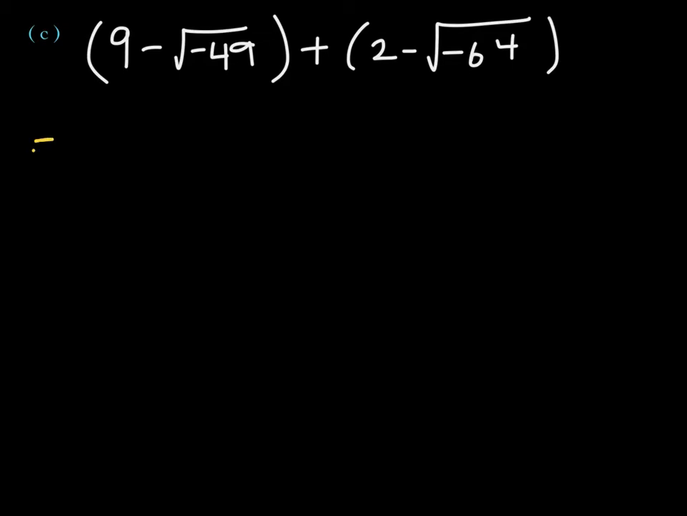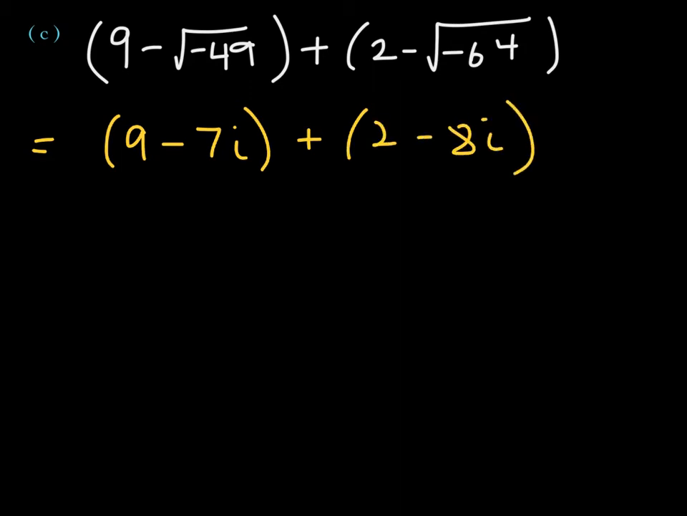So here we go. This number is 9 minus 7i plus 2 minus 8i. Okay? Again, be very careful. These two negatives don't make a positive. Same thing here. They don't make a positive, so be careful.